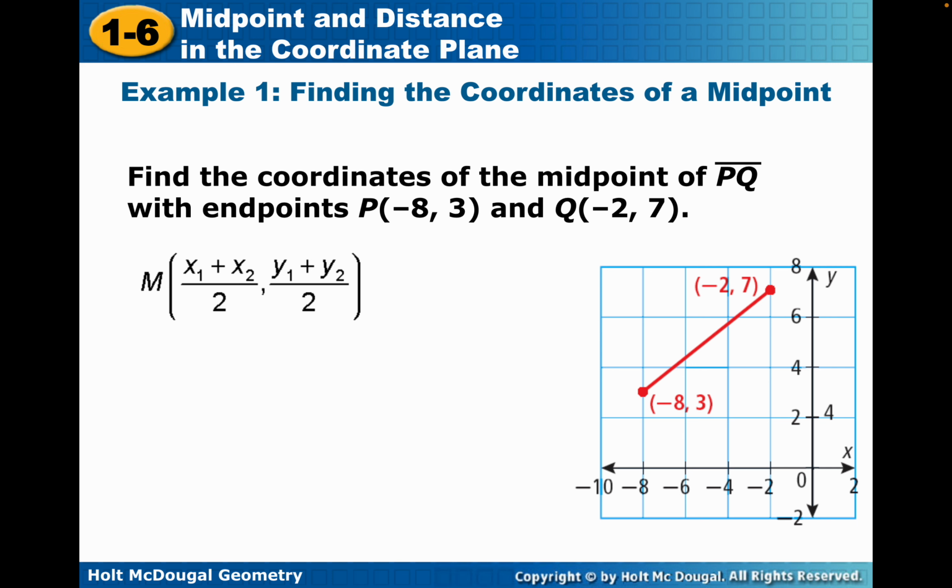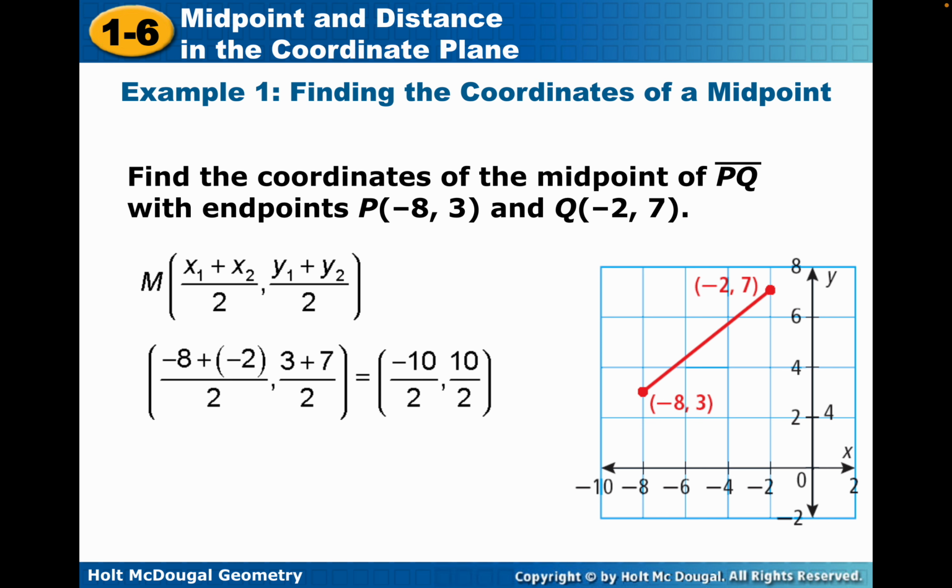Now we're going to be using this midpoint formula, which we were given on the last slide. We're going to plug in our values, so it's going to look something like this. Our x1 is the P value, negative 8, and our x2 is the Q value. So that's going to be negative 8 plus negative 2, divided by 2. And then our y values are 3 and 7, so we're going to do 3 plus 7, and that's going to be divided by 2. So that gives us negative 10 over 2 and positive 10 over 2.